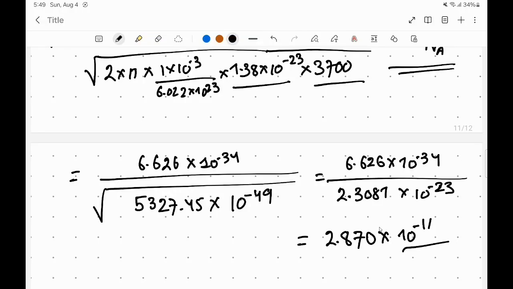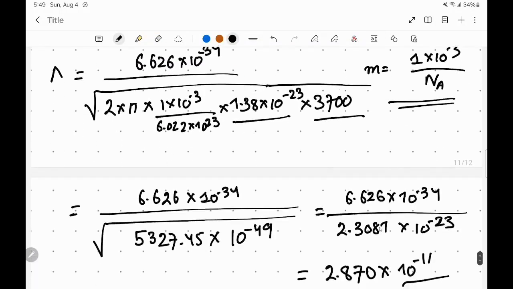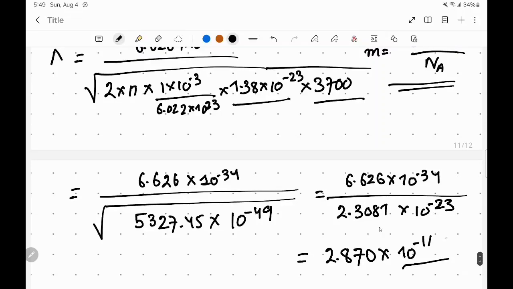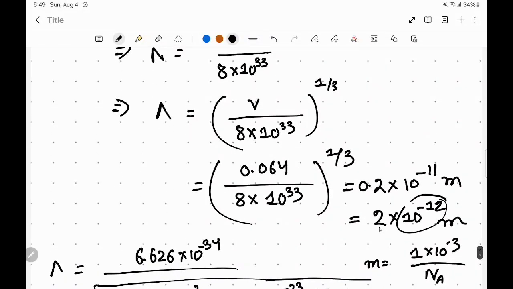I also get it, but I get 1.87 into 10 to the power minus 11, but 1.87. Okay, that may be some error, but 10 to the power minus 12 it should be. Here we obtain 10 to the power minus 12 meter. See? I am doing it again.